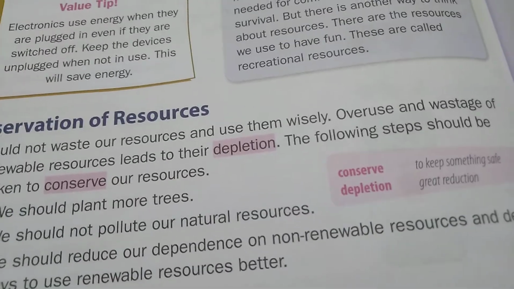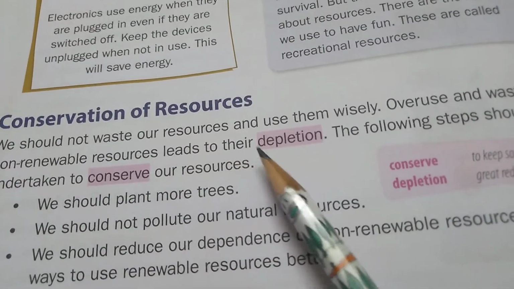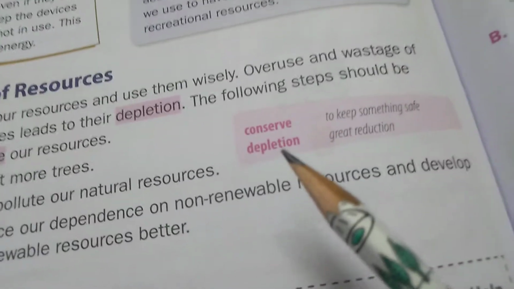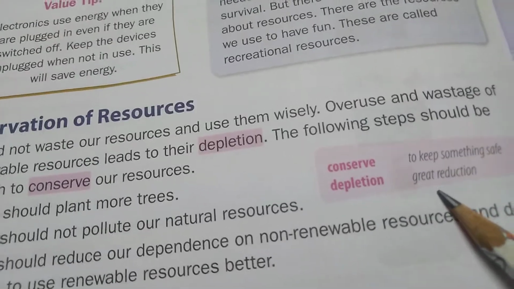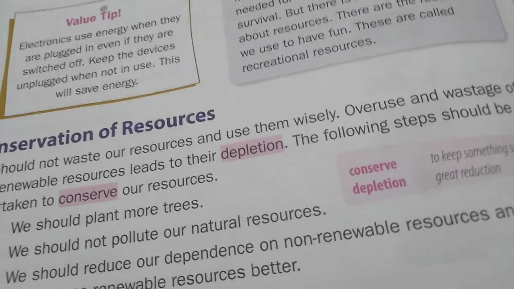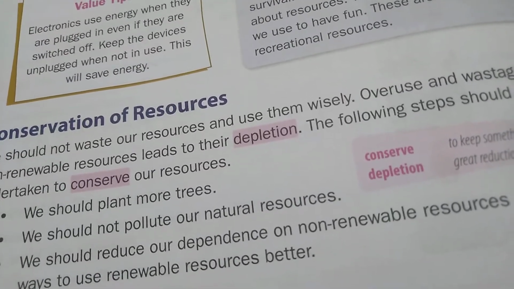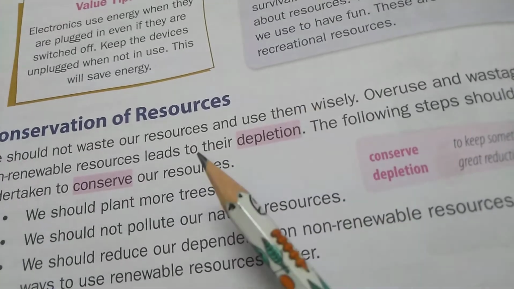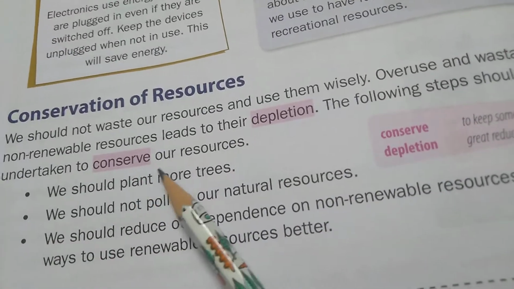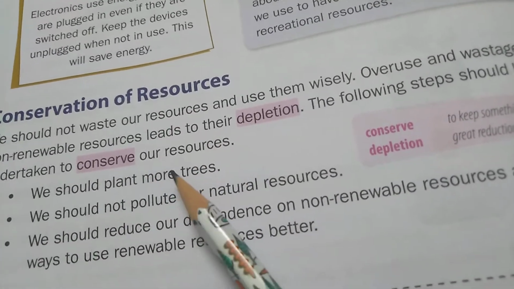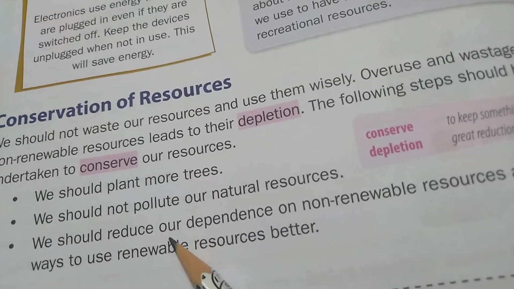Overuse and wastage of non-renewable resources leads to their depletion. What is meant by depletion, children? Great reduction. So if we overuse or if we waste the non-renewable resources, what are non-renewable resources? Coal, petroleum, all these, right? They lead to reduction. The following steps should be undertaken to conserve our resources. So in order to conserve our resources, these are the steps to be taken by the people.